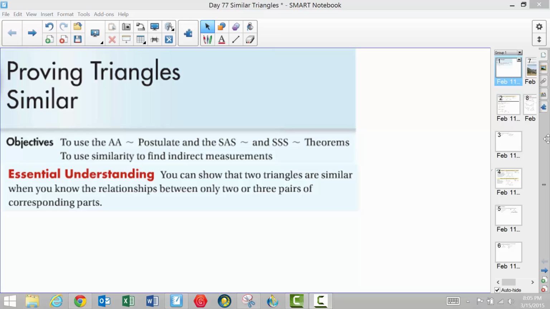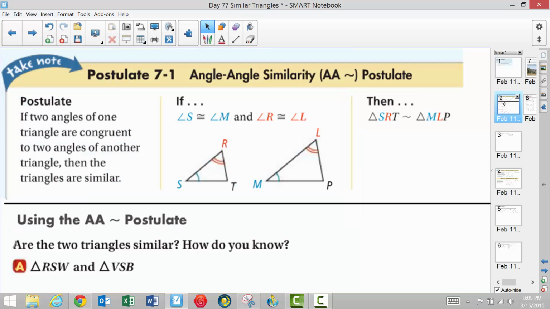Essential understanding: you can show that two triangles are similar when you know the relationships between only two or three pairs of corresponding parts. So the angle-angle similarity postulate states that if two angles of one triangle are congruent to two angles of another triangle, then the triangles are similar. This is similar to the third angle rule of triangles. If you know two angles are congruent to two angles, you know that the third angles are also congruent.